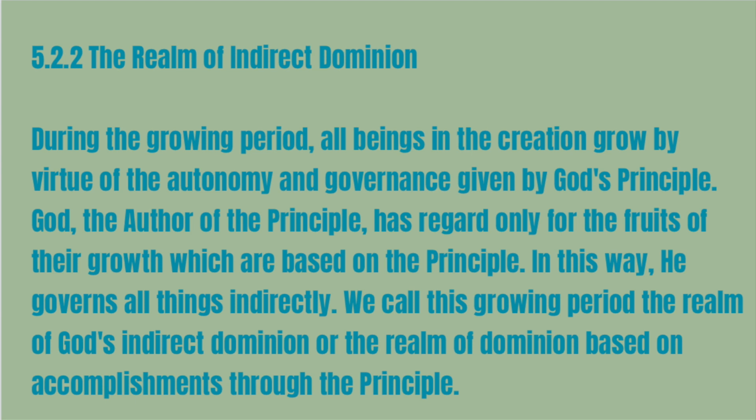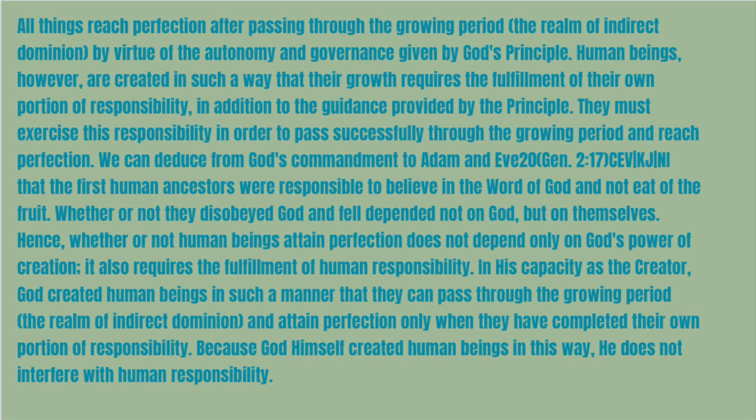We call this growing period the realm of God's indirect dominion, or the realm of dominion based on accomplishments through the principle. All things reach perfection after passing through the growing period, the realm of indirect dominion, by virtue of the autonomy and governance given by God's principle. Human beings, however, are created in such a way that their growth requires the fulfillment of their own portion of responsibility, in addition to the guidance provided by the principle. They must exercise this responsibility in order to pass successfully through the growing period and reach perfection.